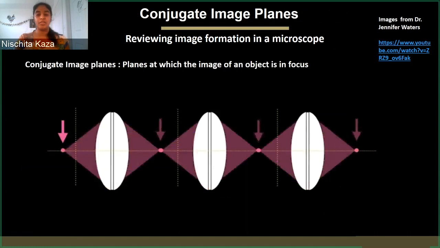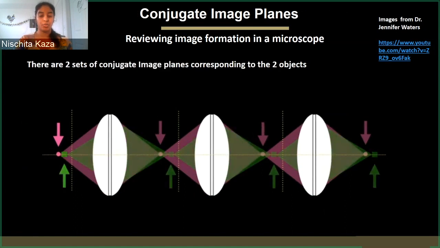So let's look at another important concept, which is the concept of conjugate image planes. This is not particularly hard to understand. It just refers to a series of planes where the images of an object are in focus. On the left, you see a pink dot indicated by the arrow, and then you have a series of 3 lenses and a set of 3 conjugate image planes corresponding to that. Now, if we had 2 objects, we would be able to see 2 sets of conjugate image planes corresponding to these 2. So we have one set corresponding to the pink or purple object and one set corresponding to the green.